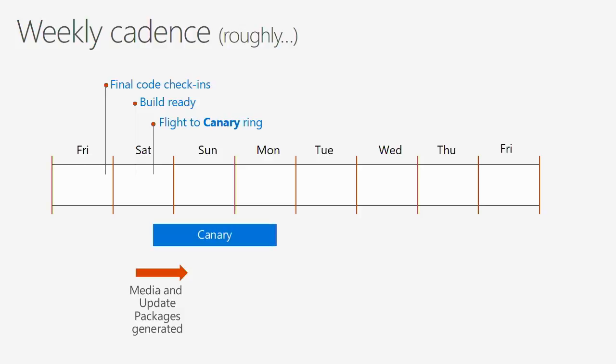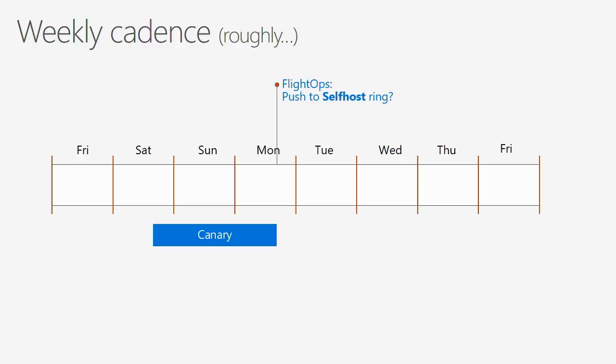So on a Saturday morning, my devices will automatically update, and we start getting the data back to see if we think the build is stable enough for our insiders. On Monday, our flight operations team will get together and we will decide whether the builds are good enough to promote to our self-host rings, if it's good enough to go to the rest of the engineering team. So as soon as something is checked into mainline on Friday afternoon, by Monday we're all looking at it and testing it in mainline.